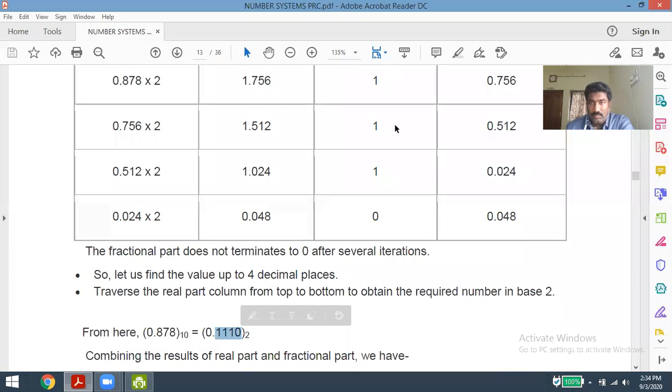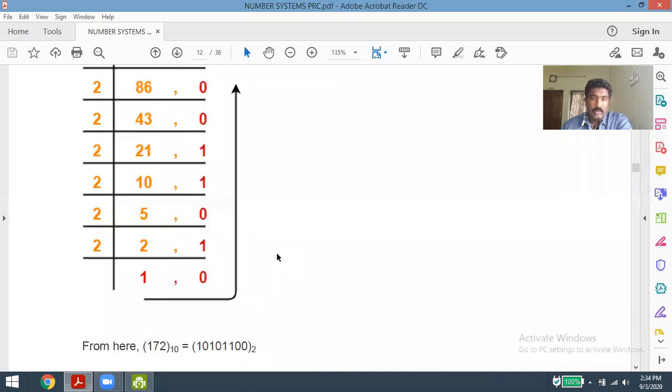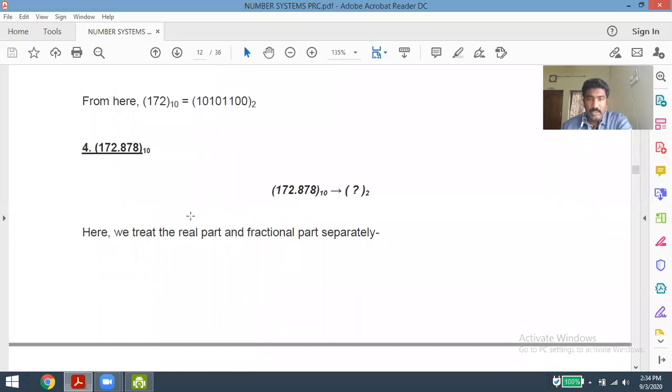Don't go from bottom to top. You want to write from top to bottom. In the multiplication, you write top to bottom; in the division, you write bottom to top. Okay. So that's why I am giving this arrow mark here.